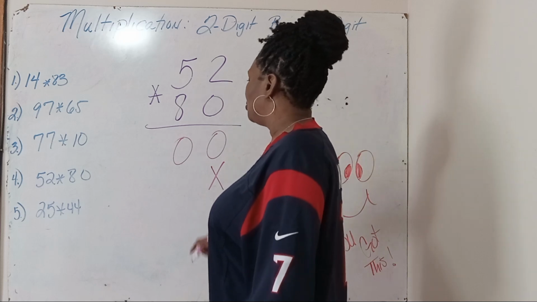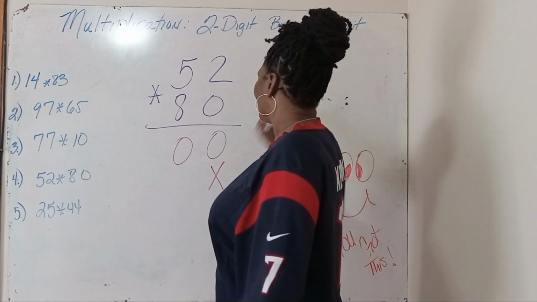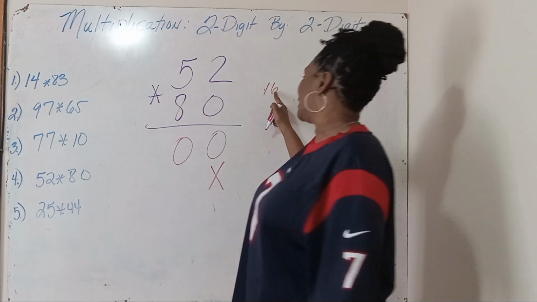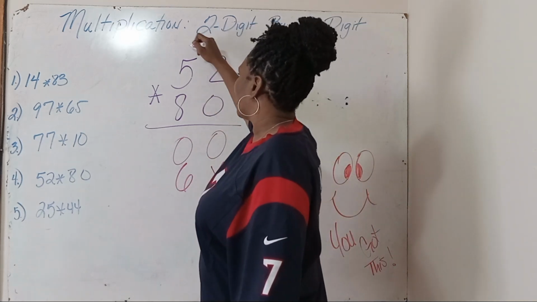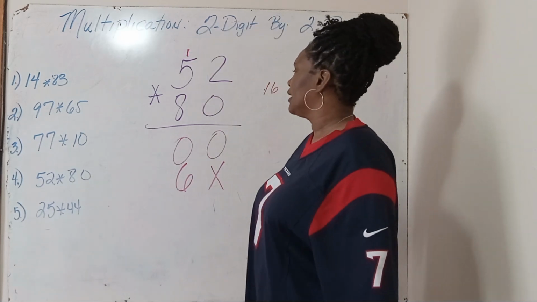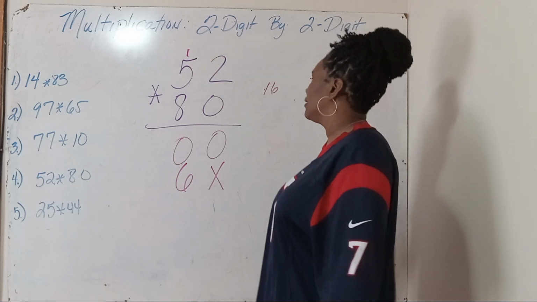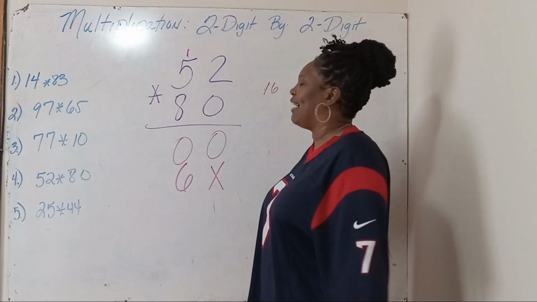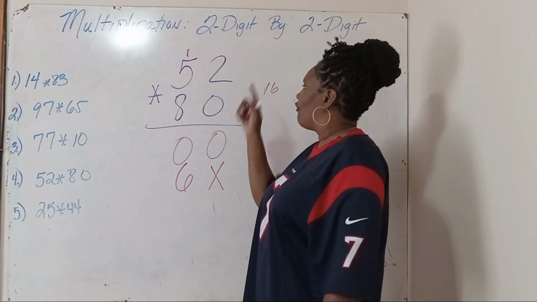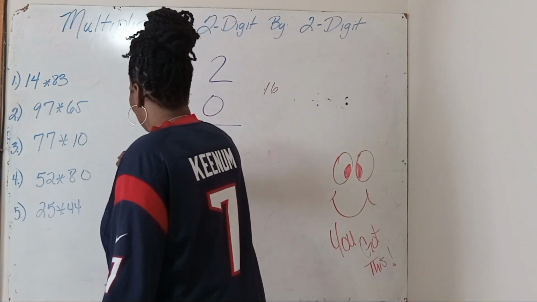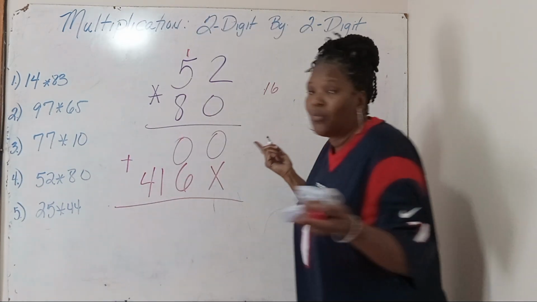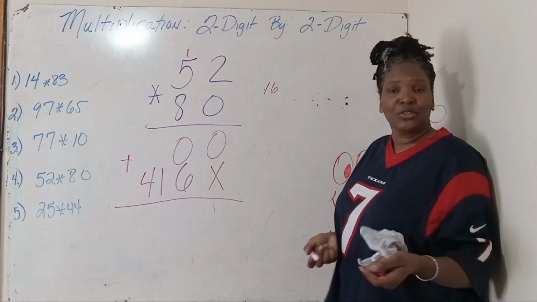8 times 2 is 16. I'm putting my 16 right there. I'm going to take this 6 and put it right here, and I'm going to carry that 1. Okay? 8 times 5 is what? 40. 40 plus 1 is 41. Y'all, we're done. Now all we have to do is add.